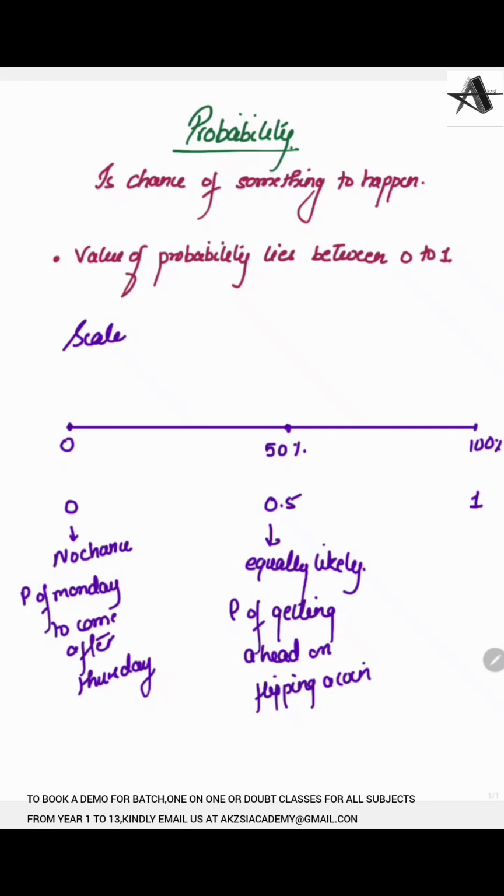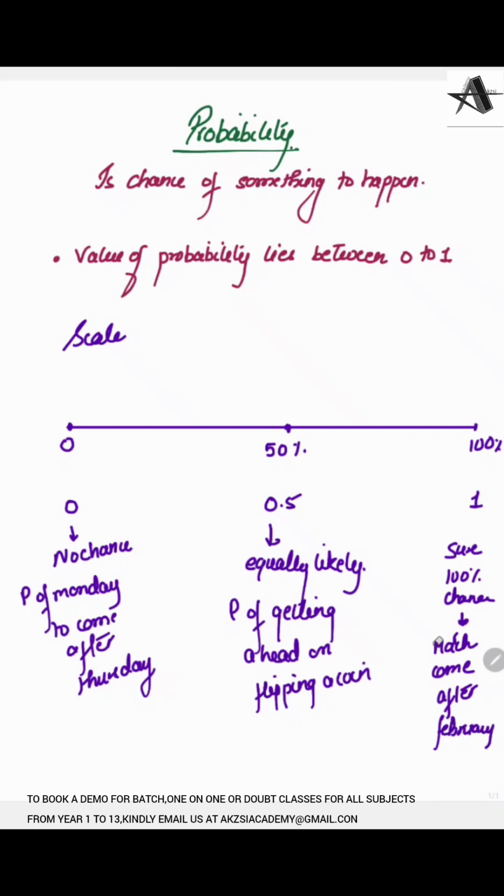For 100%, when you are pretty sure about something, for example if I say that March will come after February, it's 100%. That means when you are sure and there is a 100% chance of something happening, such an example is that March comes after February. So this is about the scaling of probability.